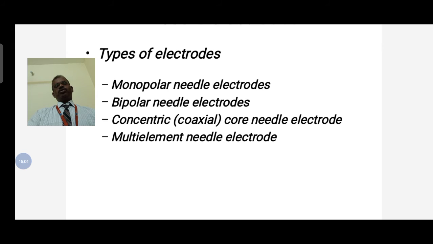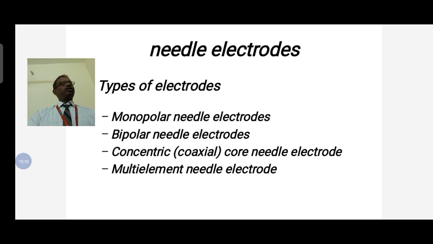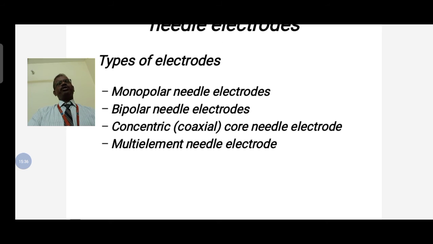These types of electrodes are used to pick up various types of bioelectric signals from the human body. These electrodes are used for different types of signals from the human body. How do we pick up the signal from the human body using the different types of electrodes?